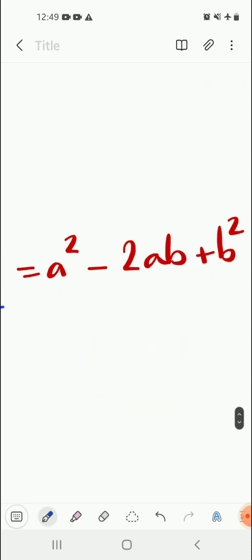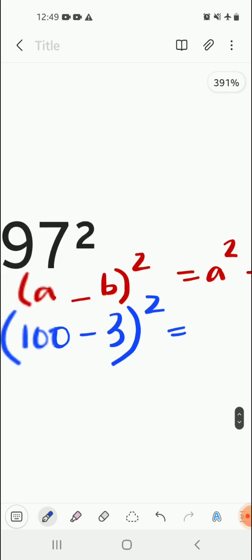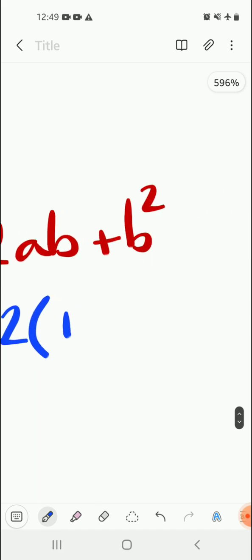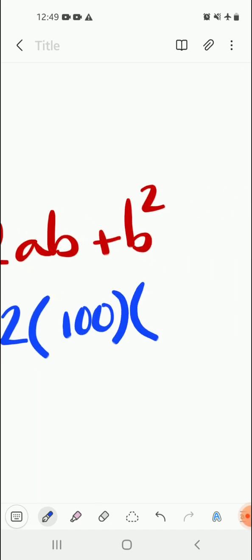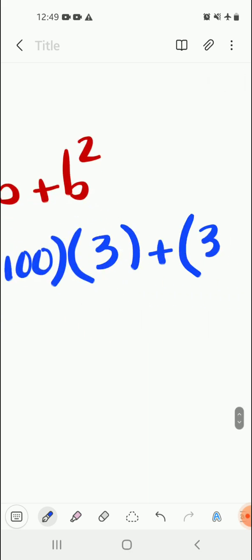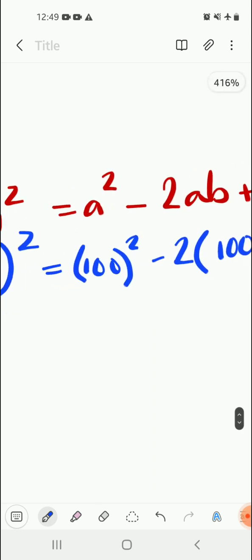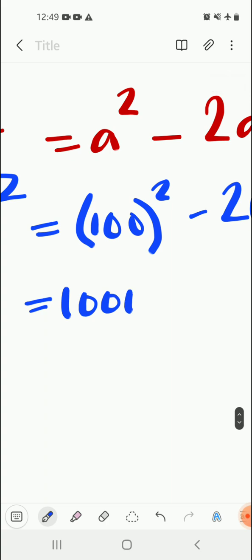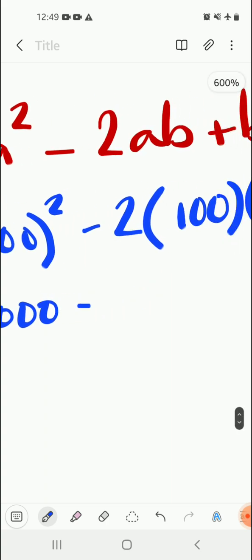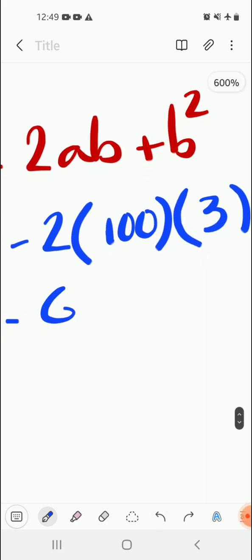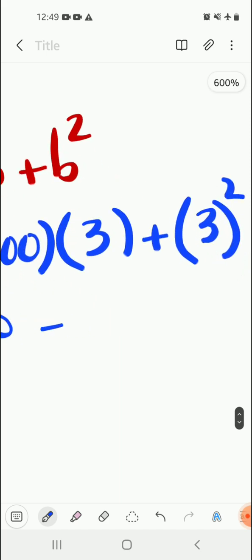So now we are going to write it in this manner. Over here, a square is 100 square minus 2, a is 100, b is 3, plus b square. Solve this. 100 square is 10000 minus 2 into 100 is 200 into 3 is 600. So we're going to write 600 and plus 3 square, that is 9.